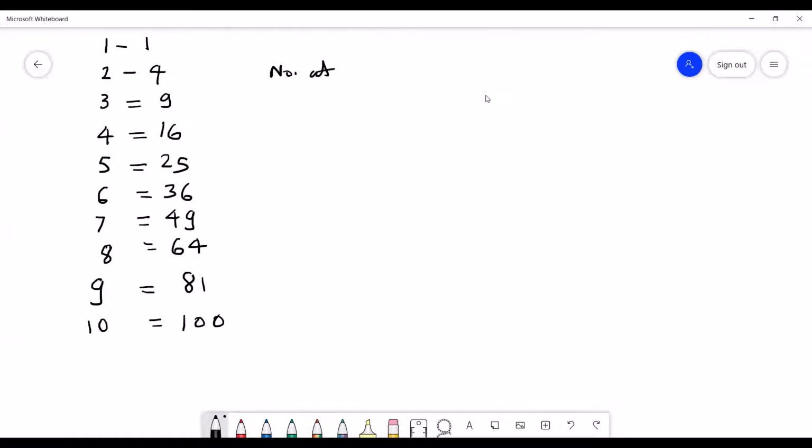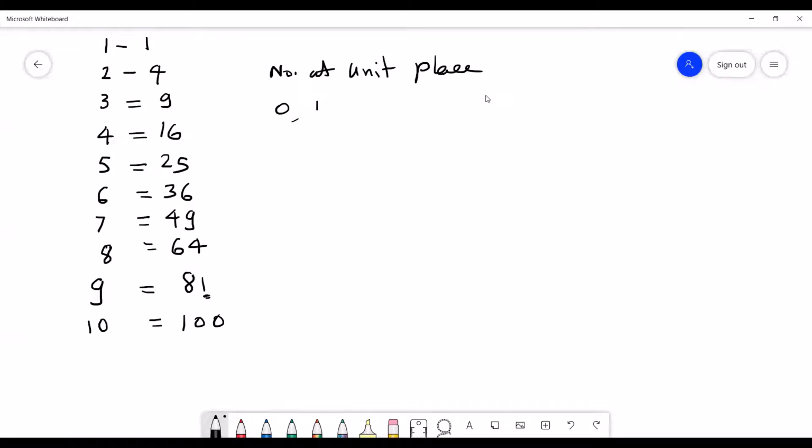Number at unit place. If we start from 100, the number is coming 0. And for 1, we are going in ascending order. And for 1, it is 1 only. And 1 is coming for square of 9 also. In 81 also, the number 1 is coming there.